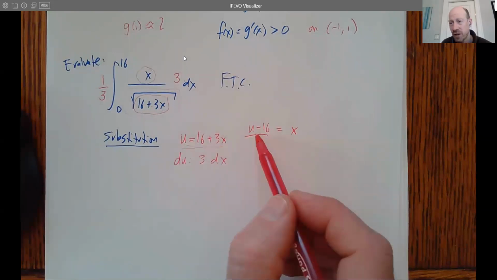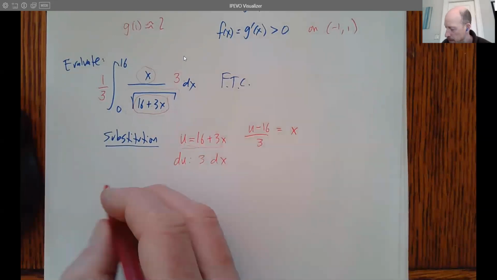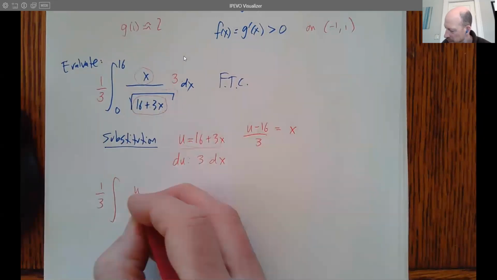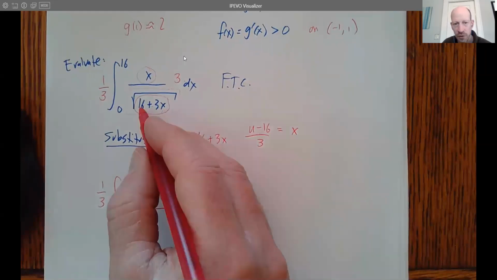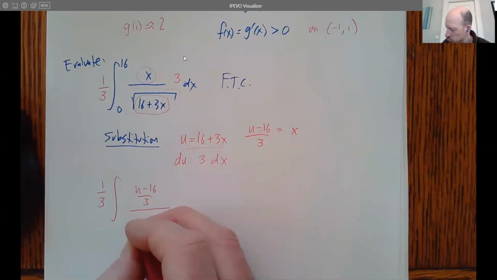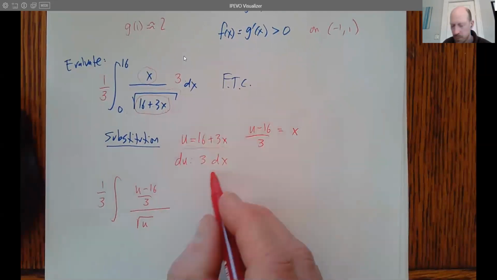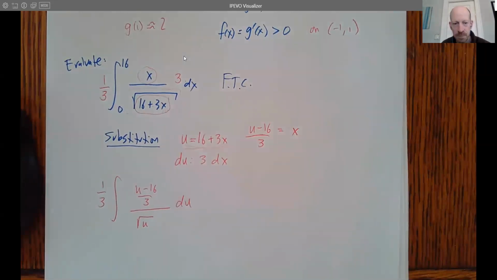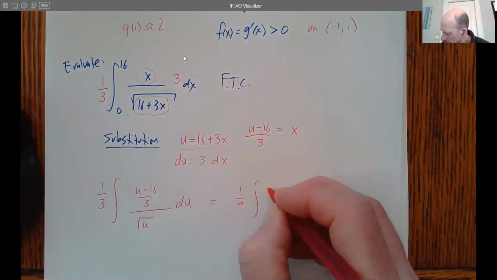Now, what's going to happen here is maybe still a little unclear, but let's give it a try. The x is going to become (u minus 16) over 3. The square root of 16 plus 3x becomes the square root of u. And the 3dx becomes du. So let's do a little simplifying here. This 1/3 can come out and make a 1/9.